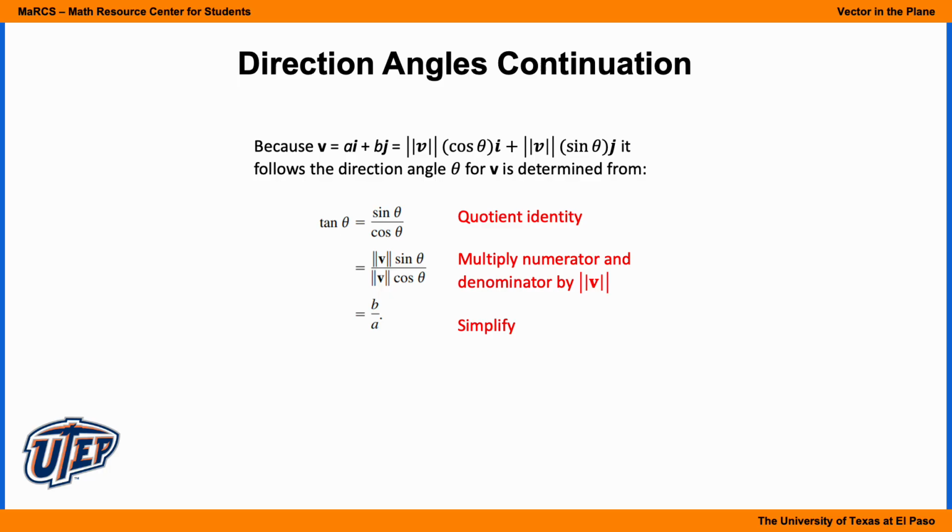It follows that the direction angle theta for v is determined from the tangent of theta, and we recall that our vector v in component form was just a, b, and we stated a was equal to the magnitude of v times the cosine of theta and b was equal to the magnitude of v times the sine of theta. So now, using the quotient identity, where the tangent of theta is equal to sine of theta divided by cosine of theta, now we can just multiply by the magnitude of v on both the numerator and the denominator, and those cancel out, and we just get sine of theta divided by cosine of theta. Now, plugging back in a and b, we get the sine of theta is equal to b, and the cosine of theta is equal to a, so we just have b over a. So the tangent of theta is equal to b over a.